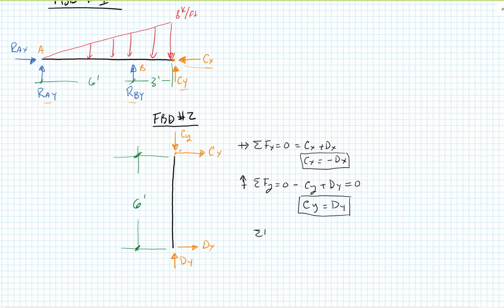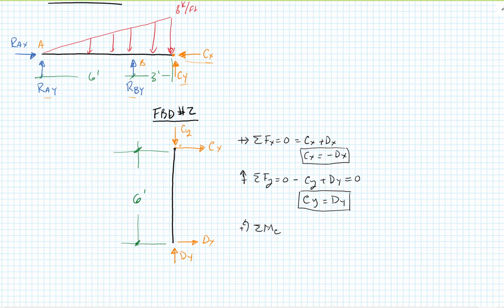And let's sum our moments about point C. I can pick any point. I'm going to pick C, counterclockwise being positive. And you'll note that the moments of Cx, Cy, and Dy about point C are all 0 because they have 0 lever arms. But I do get a lever arm for Dx, and that lever arm is 6 feet times Dx. But that has to equal 0. So if I sum my moments about this point, there's nothing else balancing that Dx. Therefore, I can conclude that Dx is equal to 0.